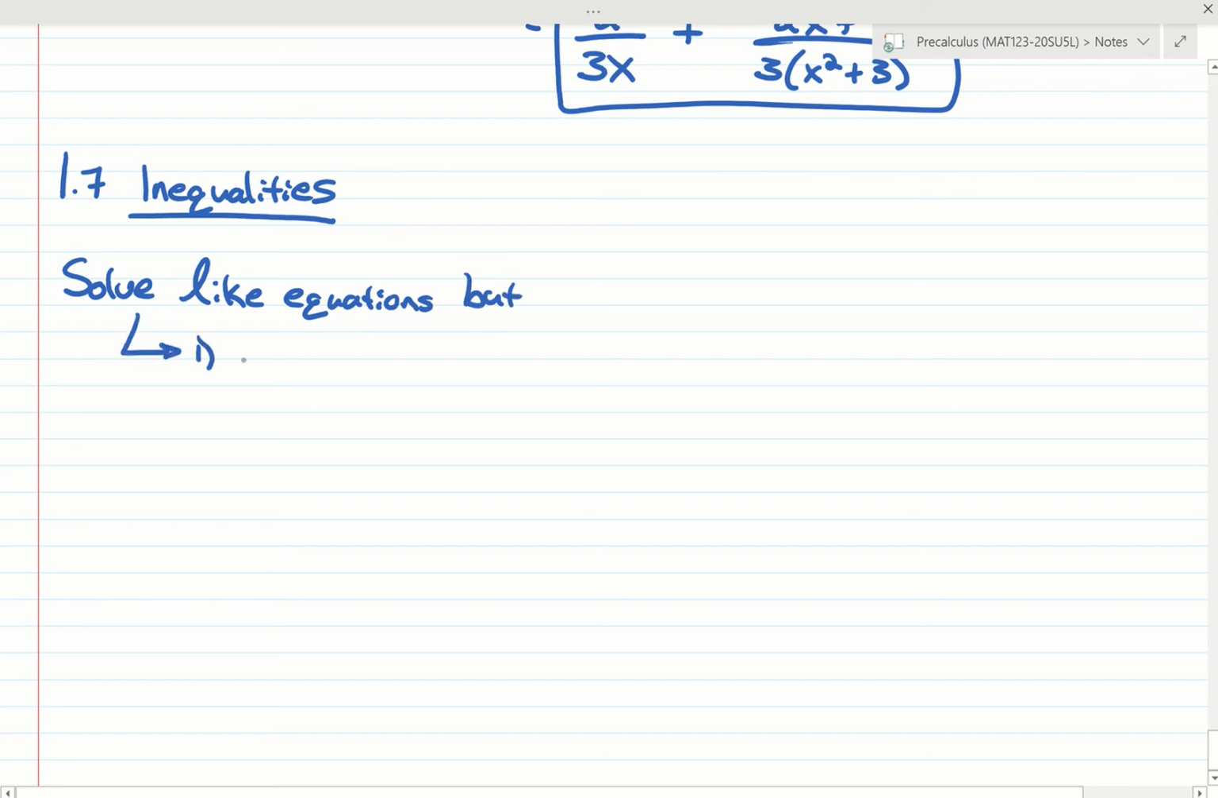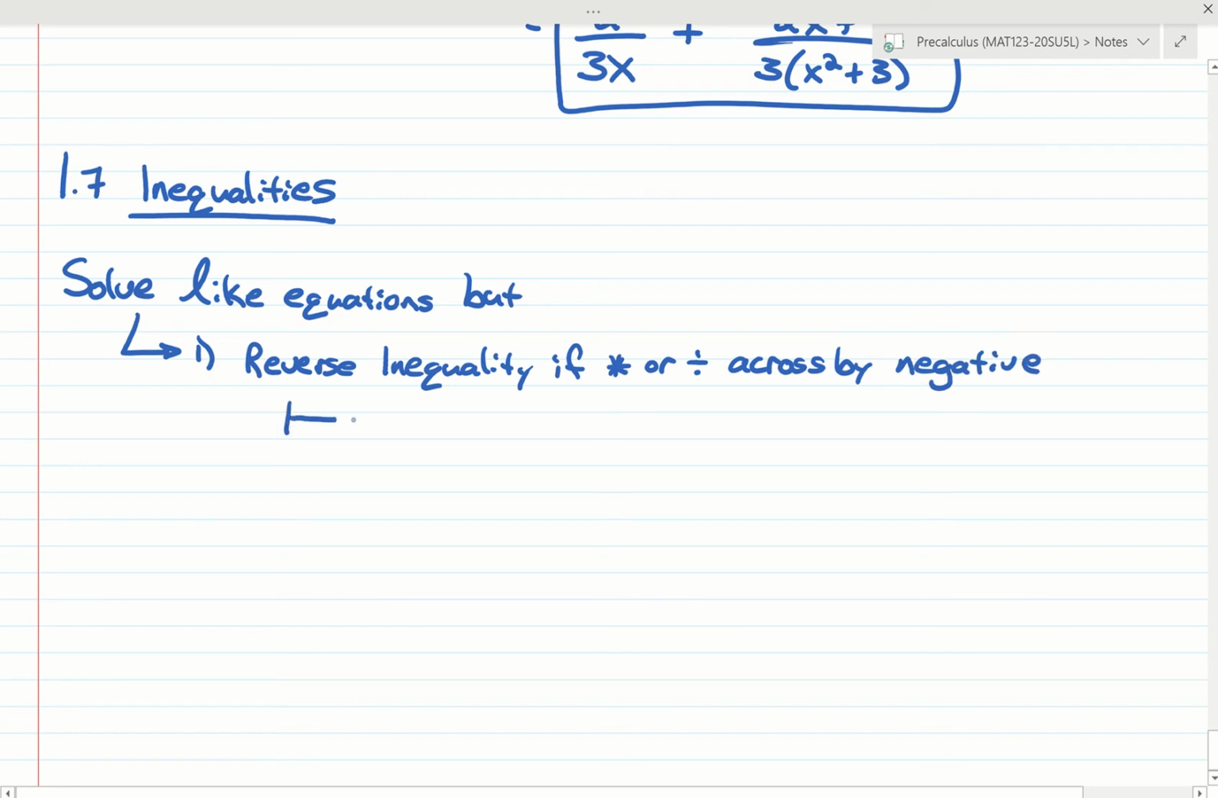One of them is that we reverse the inequality if you multiply or divide across by a negative. And the reason for this is because on a number line, this is 0, and this is 2, this is negative 2.